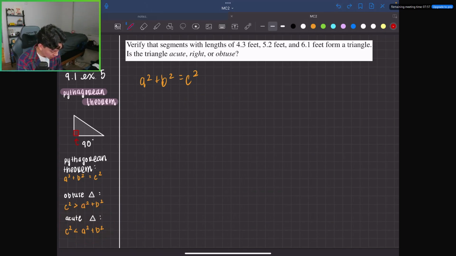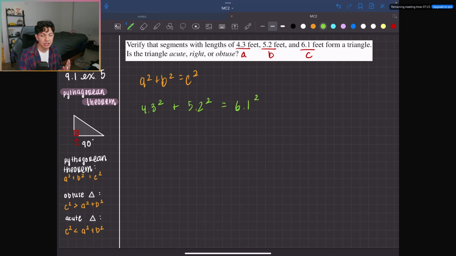Okay, so 4.3, 5.2, and 6.1. Remember, in a right triangle the hypotenuse will always be the longest length. What is the longest length here? It is 6.1. So this is our c value, and it doesn't really matter which one is your a or your b value. So now let's go ahead and substitute these. a squared will be 4.3 squared plus b squared, 5.2 squared, going to equal c squared, 6.1 squared.